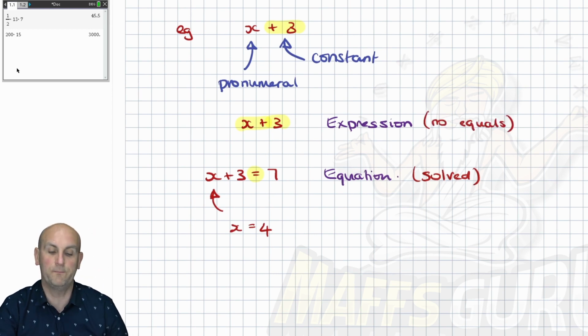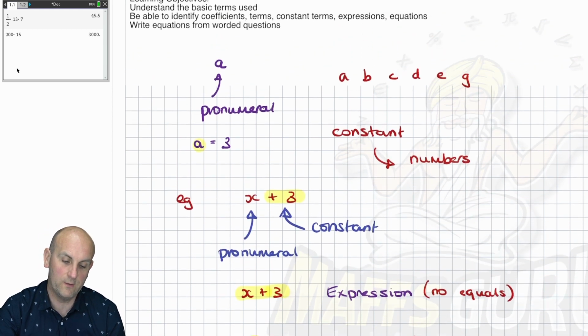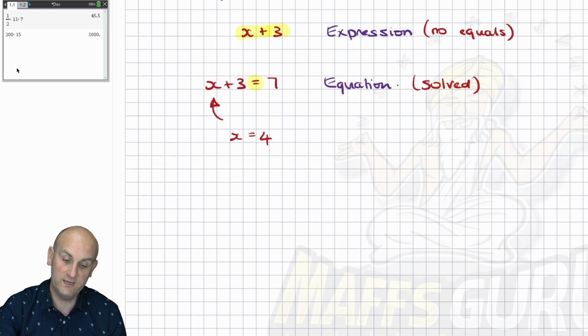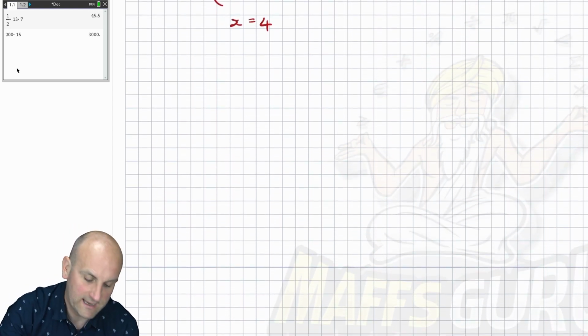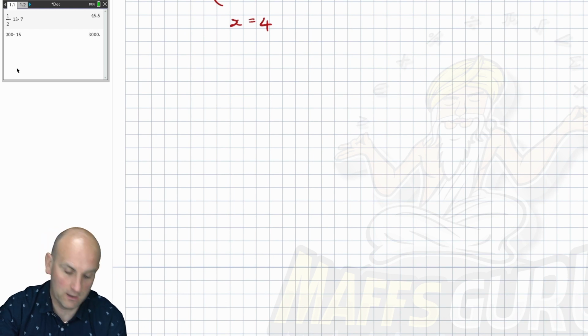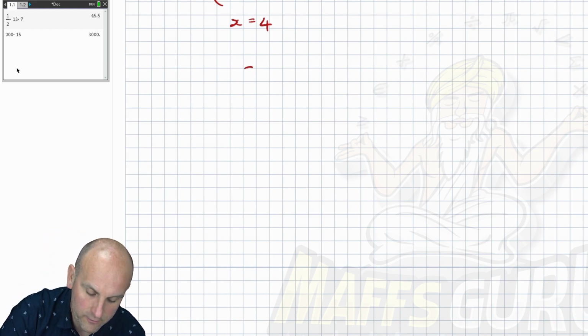All right, so we've got pronumerals, constants, expressions, equations. What else does it want us to know about? Coefficient, oh shucks. Right, okay, so a coefficient. Right, I'm going to write down here 3x.